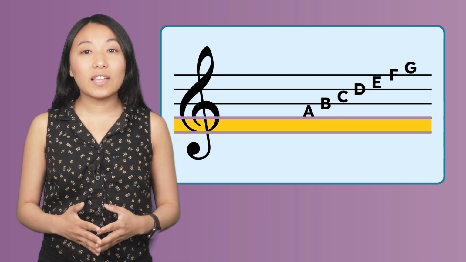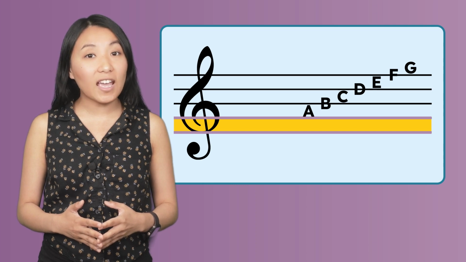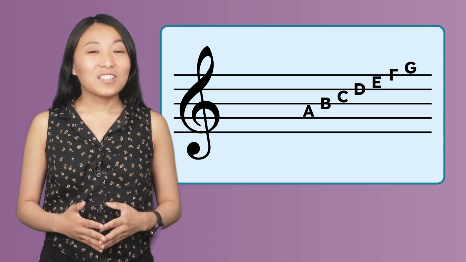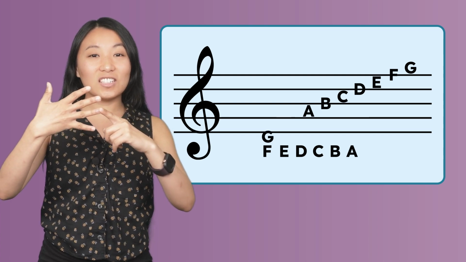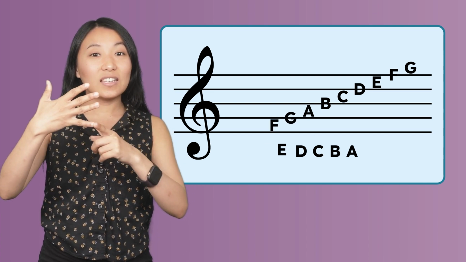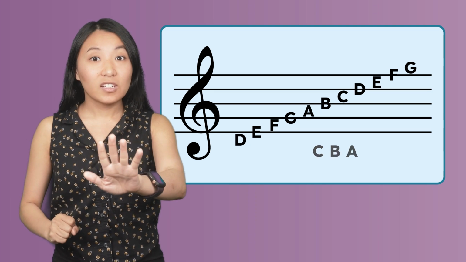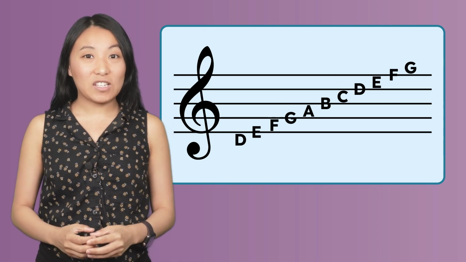How can we figure out the letter names of the notes that are lower than A? We can say the alphabet backward. A, G, F, E, D. Stop there. That's all the lines and spaces.